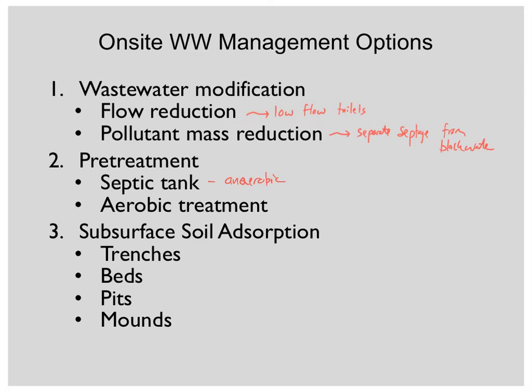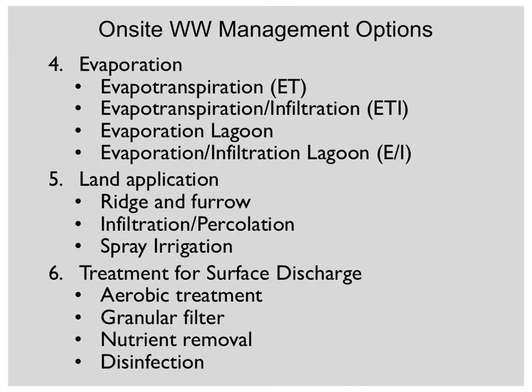Then we think about subsurface soil absorption. So there we're going to have some capacity to spread liquid wastes out. And the four options that are on here are all choices that people make depending on the local conditions. If we want, we can get a little bit more exotic. We can think about evaporation systems where we rely upon evapotranspiration or lagoons or evaporation infiltration lagoons. A lot of different options. We're not going to go into those details here.